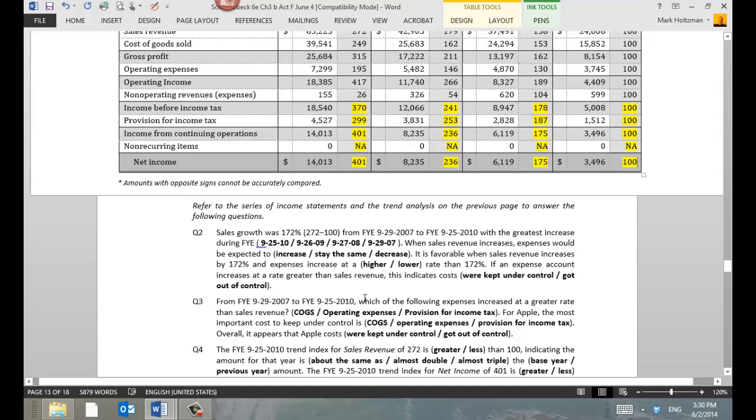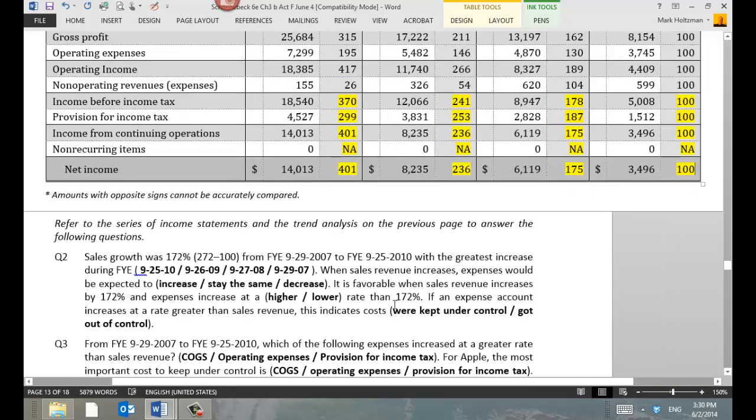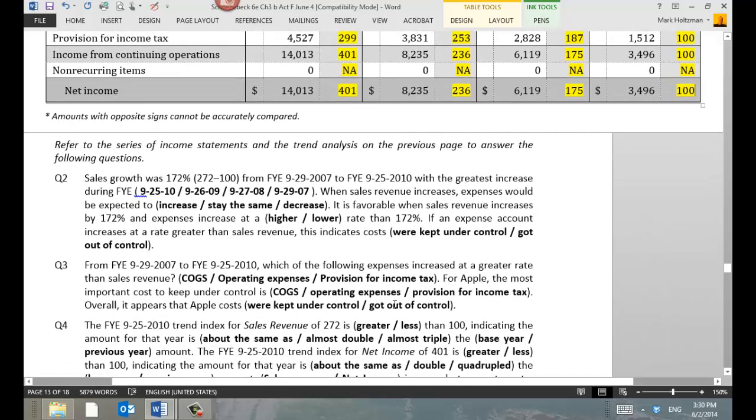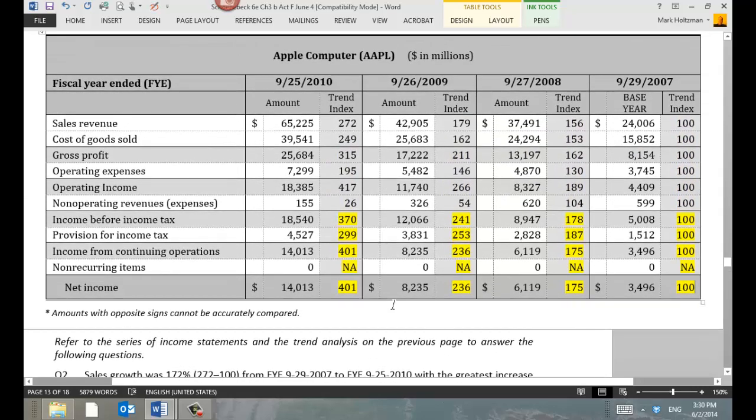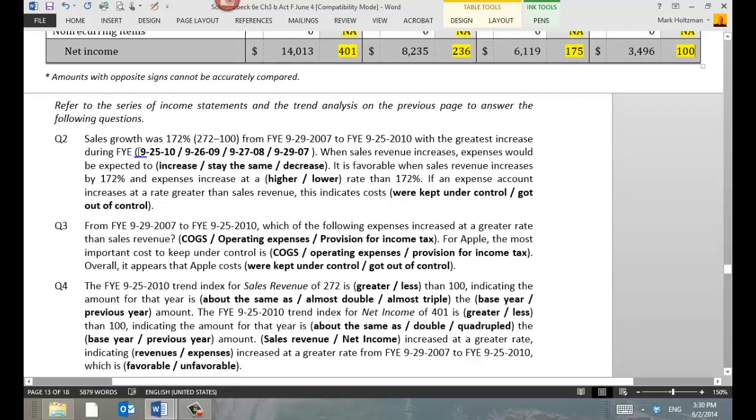Sales growth was 172% from 2007 to 2010, with the greatest increase during which year? Well, you have 56 points here, you have 23 points here, and you have almost 100 points in 2010. So it's going to be 2010.